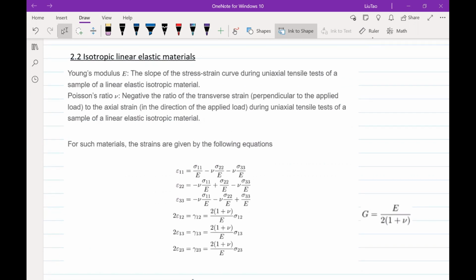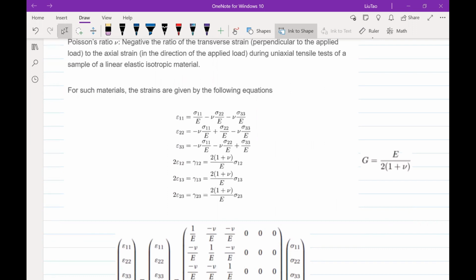So in an isotropic linear elastic material, the response of the material to stress is independent of the chosen coordinate system. In other words, the relationship between the stress and strain is independent of the coordinate system. This assumption can really simplify the relationship between the stress and the strain components. The constitutive laws for isotropic linear elastic material have the following form.